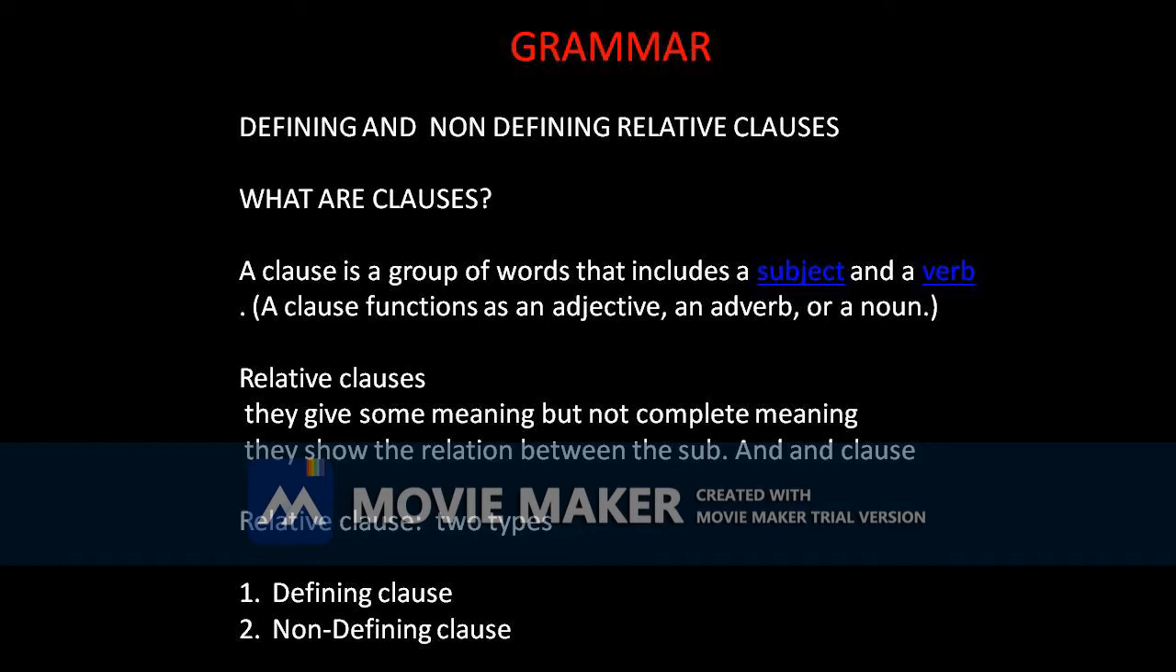Before going to learn about these relative clauses, let us know what a clause is. A clause is a group of words that includes a subject and a verb. That means a sentence should have a subject and also a verb. And what is this clause? A clause will also function as an adjective, an adverb or a noun. A clause will give us some meaning but not the complete meaning.